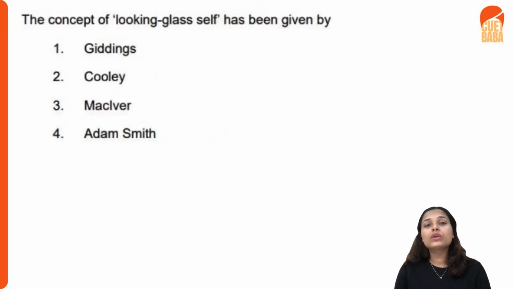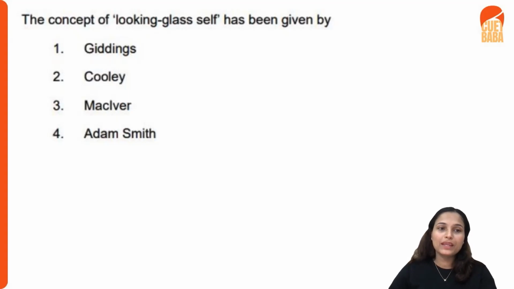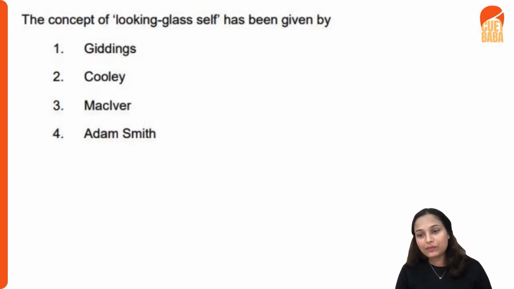This concept of looking glass self has been given by whom? Is it given by Giddings, Cooley, McIver, or Adam Smith? So this particular one is given by Charles Horton Cooley. This concept is basically given by Charles Horton Cooley.